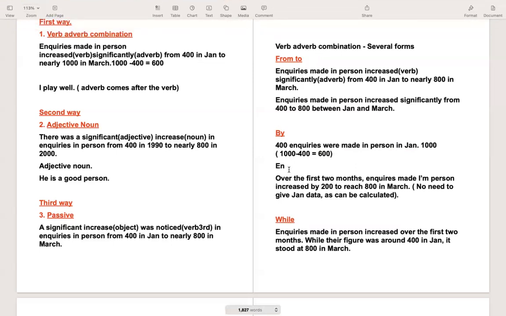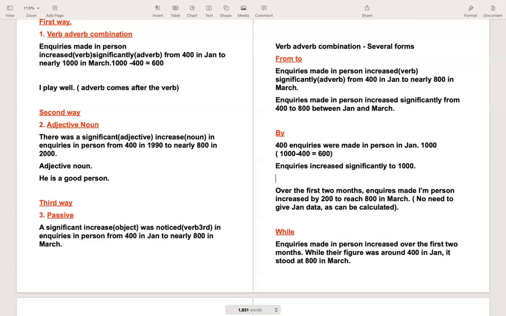Instead of writing 2000, for example, normally I write inquiries increased significantly 2,000. Instead of writing that, I end up writing inquiries increased significantly by 600. So that's the difference. Is it clear? Yes, sir. Okay. Anything else? Anyone?